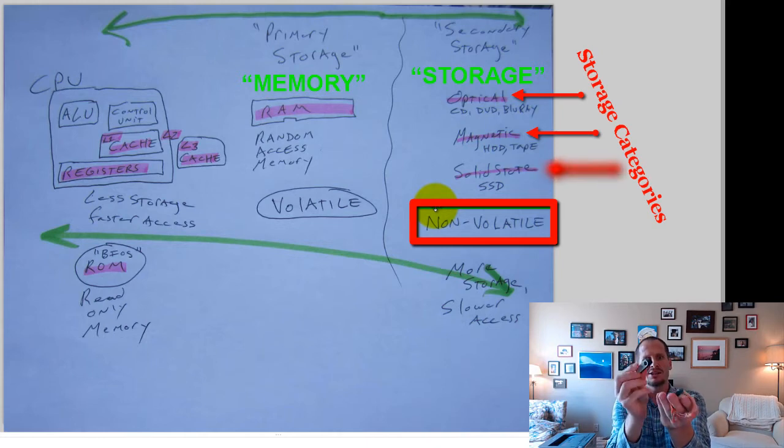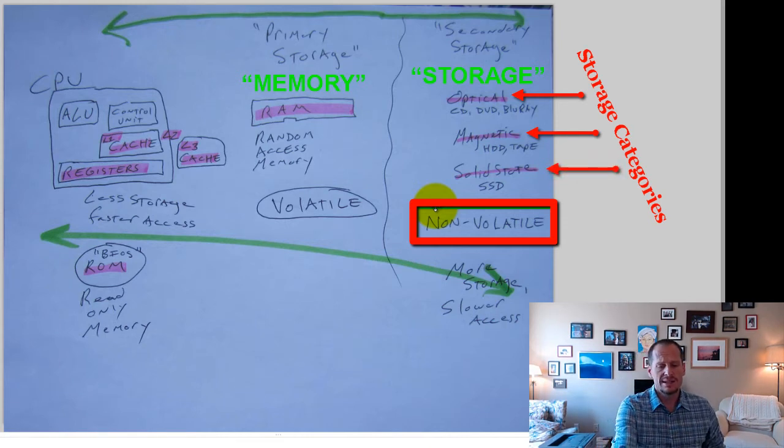Solid state storage, like these flash drives, is non-volatile. When I save something to this flash drive, the zeros and ones that are there are always going to be there, even if the power goes out.